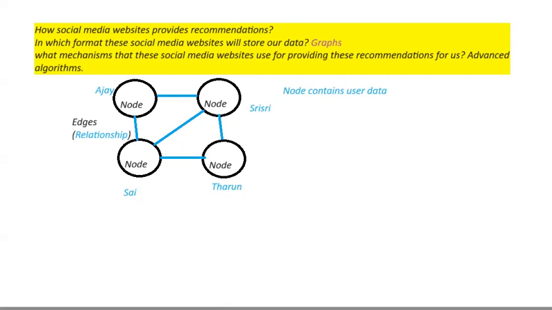Under a graph, your user data is maintained in nodes. And whatever relations exist between users are maintained by using what? Edges. So based on these relations and user data, what does the graph do? The graph performs some advanced algorithms, finds the relationships between any two users' data, and is able to provide suggestions.